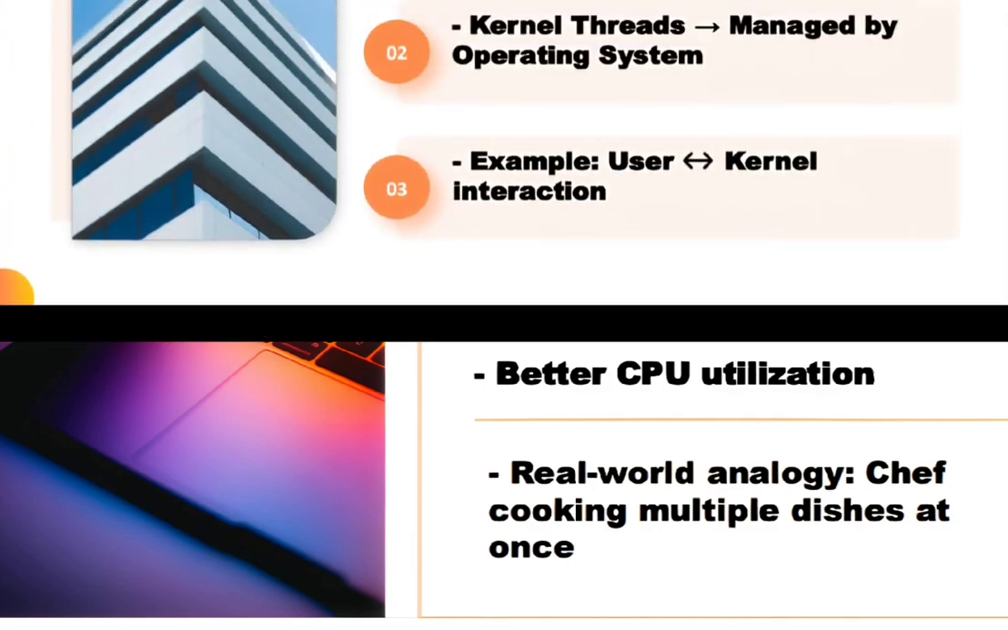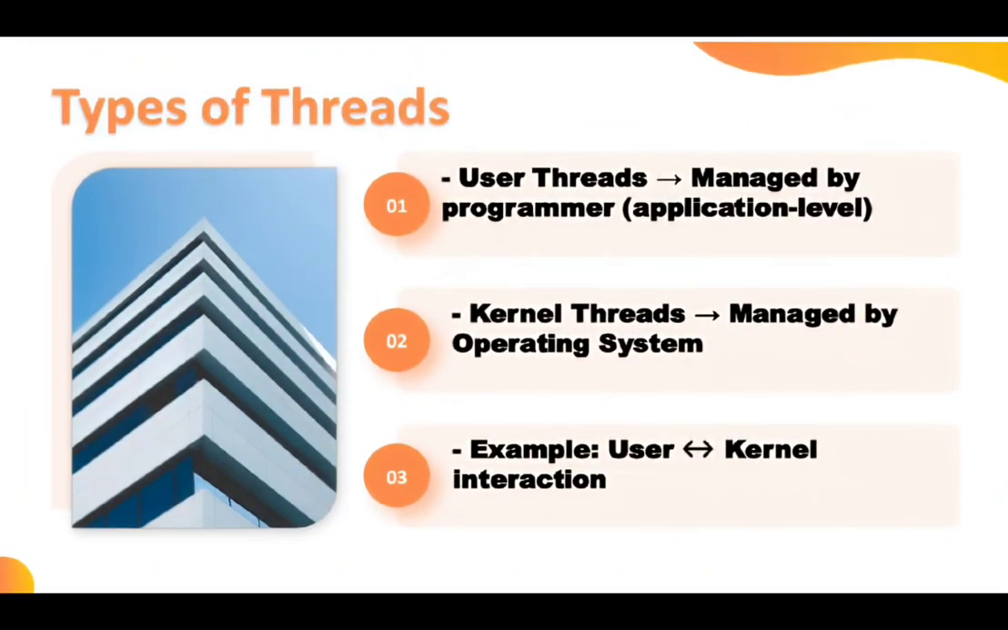Slide 4. Types of threads. There are mainly two types of threads. User threads, which are created and managed by the programmer at the application level, and kernel threads, which are managed directly by the operating system. Both work together to handle execution efficiently, with user threads relying on the kernel threads for actual execution on the CPU.